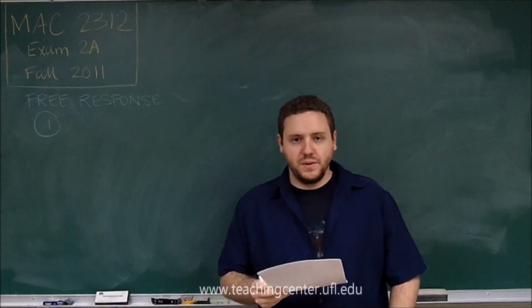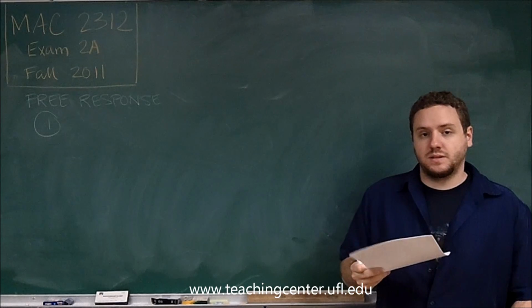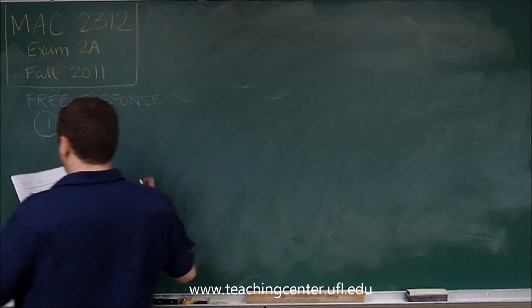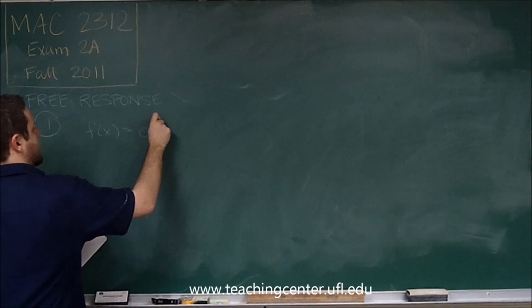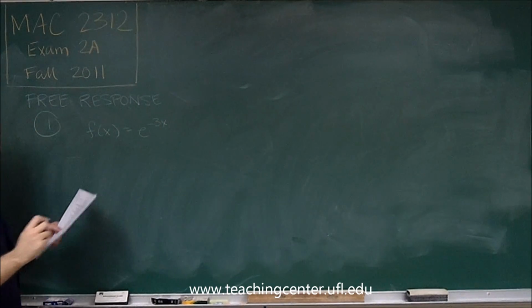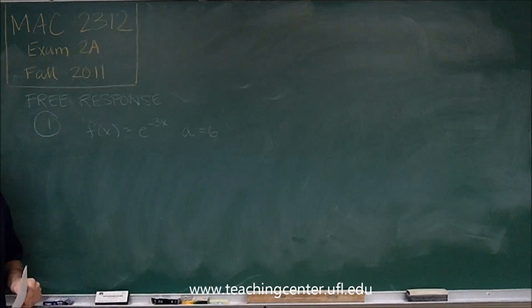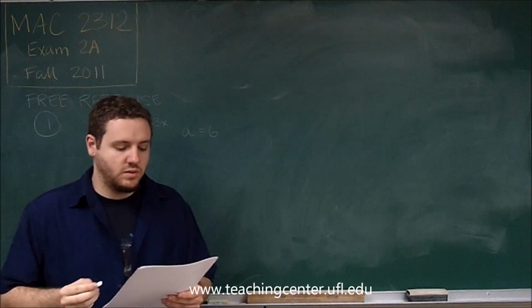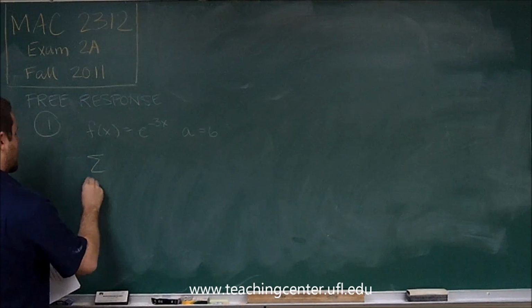Okay, so for number 1 on the free response section, we need to use Taylor's formula to find a Taylor series expansion. So our function is e to the negative 3x, and our centering point is 6. So we need to know, first of all, what is Taylor's formula? That's something you should absolutely have memorized for this test.